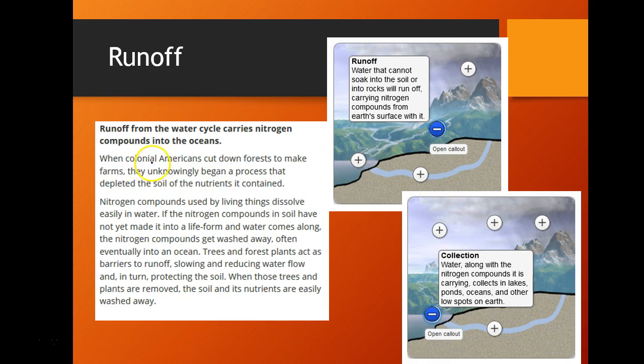When colonial Americans cut down forests in order to make farms, they were actually depleting the soil of nutrients that it needed. The reason this happened is that the trees in a forest act as a barrier and prevent the water from carrying too many nutrients off of the land and into water sources. So even though they didn't realize it, they depleted the soil of all of its nutrients.